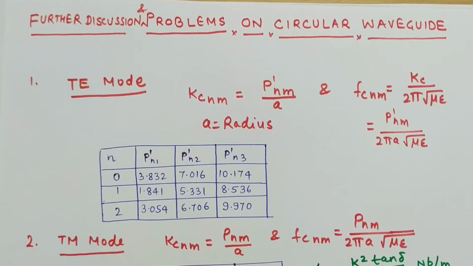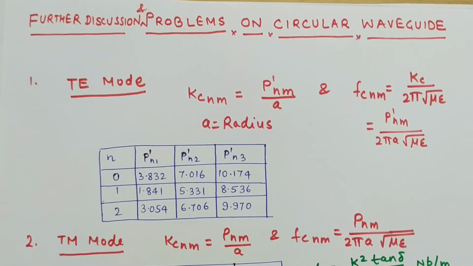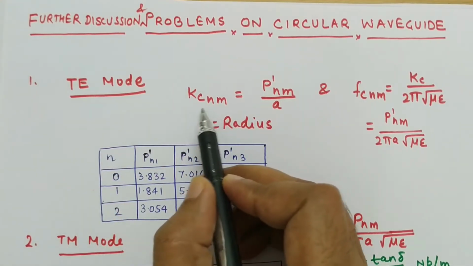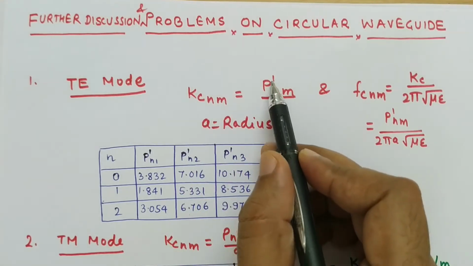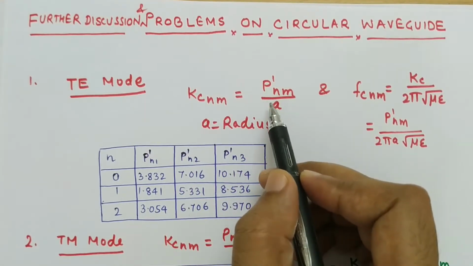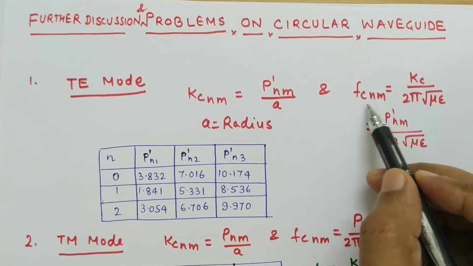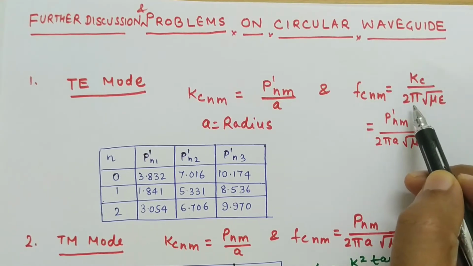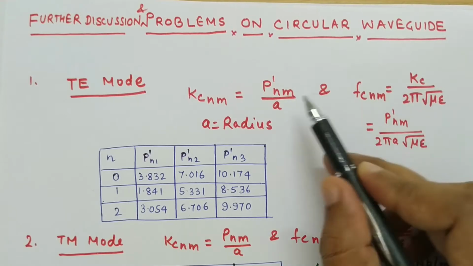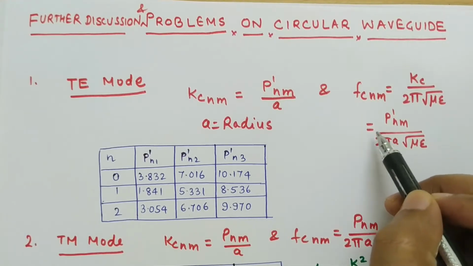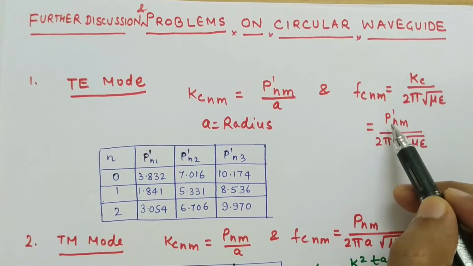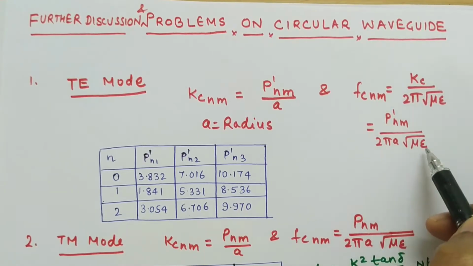As we have studied circular waveguide derivation of field components in TE and TM mode, now we are going to discuss further on this circular waveguide. In TE mode, we have found that the cutoff wave number is equal to P dash nm by a, where P dash nm was the solution of the mth root of the derivative of the Bessel function. So the cutoff frequency f_cnm is given by kc by 2 pi under root mu epsilon, and if I replace kc with P dash nm by a, we get the cutoff frequency as P dash nm by 2 pi a under root mu epsilon.